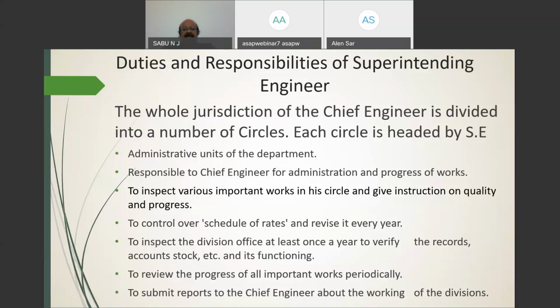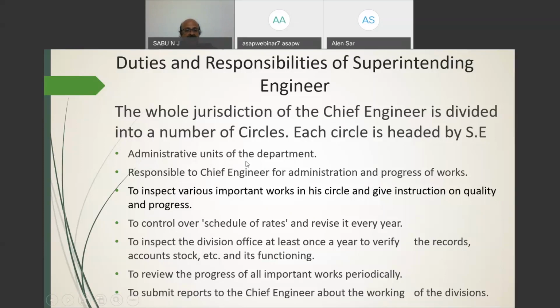The first, the technical head, is the chief engineer. Then, for assisting the chief engineer, there may be many circles, and each circle is headed by a superintending engineer. What are the main duties and responsibilities of the superintending engineer? There are many duties. All duties must be performed for getting the coordinated effort of the department. That is the common point. But especially, these are the specific duties that must be discharged by the superintending engineer.